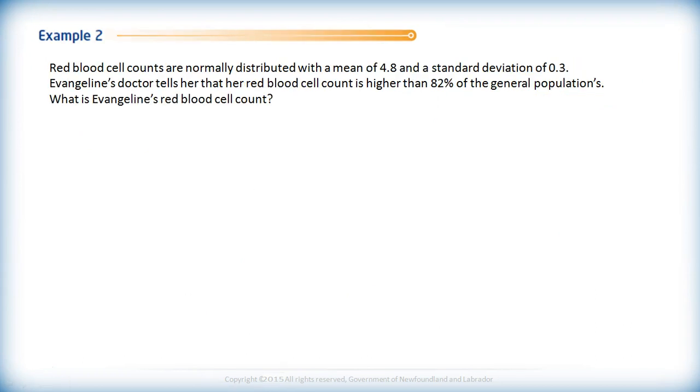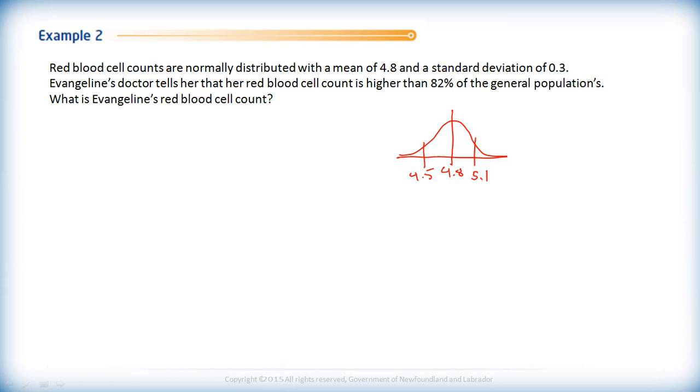All right, let's take a look at the next one. Red blood cell counts are normally distributed with a mean of 4.8 and a standard deviation of 0.3. So with 4.8, if we've got 0.3, then we're going up to 5.1 and down to 4.5. Evangeline's doctor tells her that her red blood cell count is higher than 82% of the general population's. What is her red blood cell count?